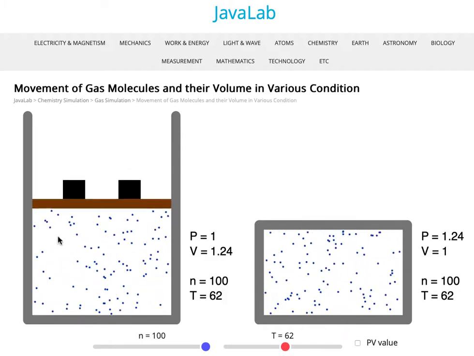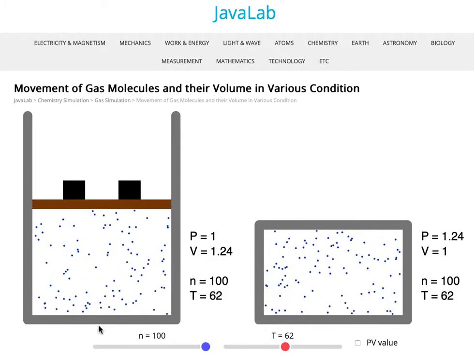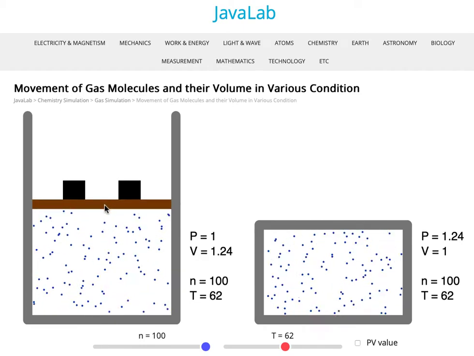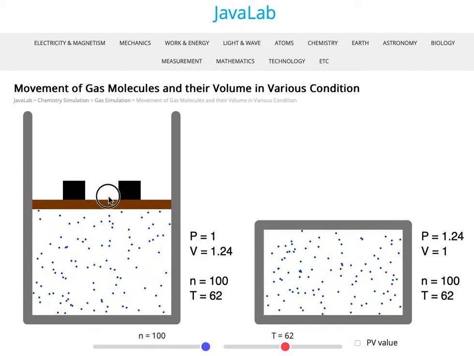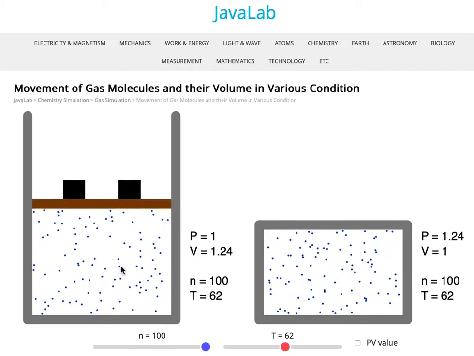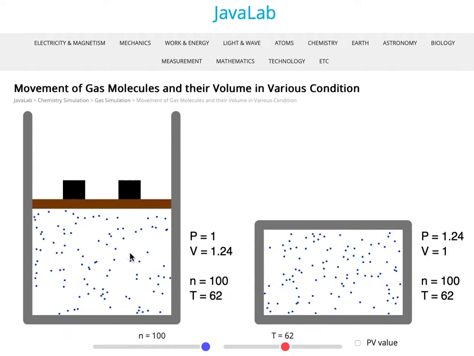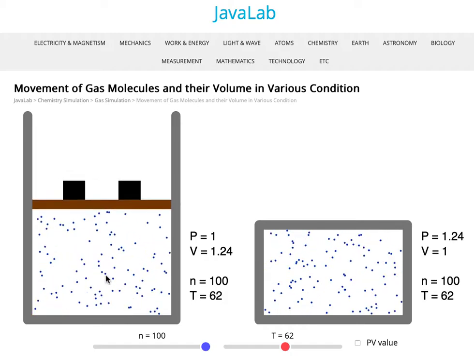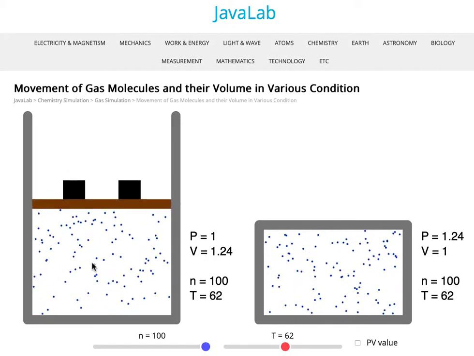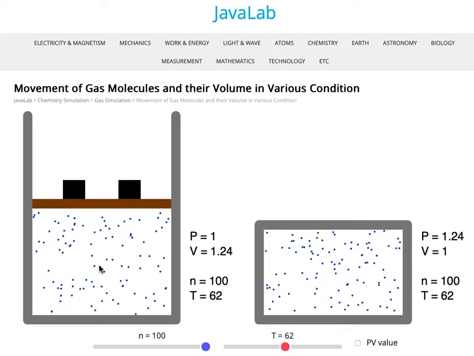On the left, what you're looking at is a cup, and the cup has a lid that can move up and down. This is called a piston. Inside this piston, you're seeing that you have air molecules, and the air molecules are moving. And remember, we defined the motion of an air molecule as just temperature.